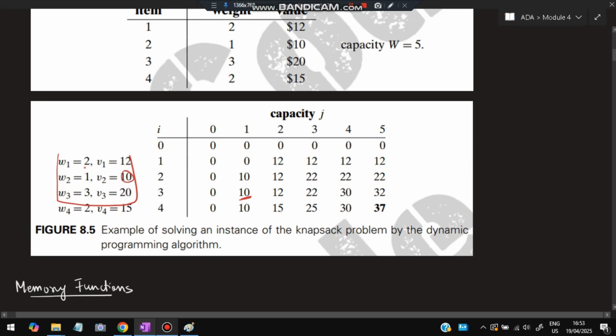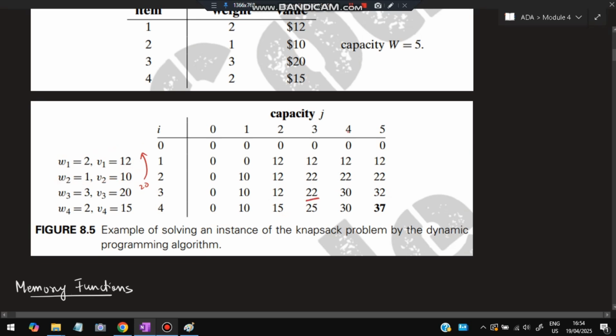If capacity is 2, can I store this? No. Can I store this? Yes, I can store it with capacity 2, but it is a lesser cost, right? With 2 I can have another cost which is 12, which is greater. So I'll take 12. If capacity is 3, I can store this one, or I can store these two. I have two options. If I store these two, I'll get 22. If I store only this, I'll get 20. Obviously, I'll choose 22. So for 3 items, 22.